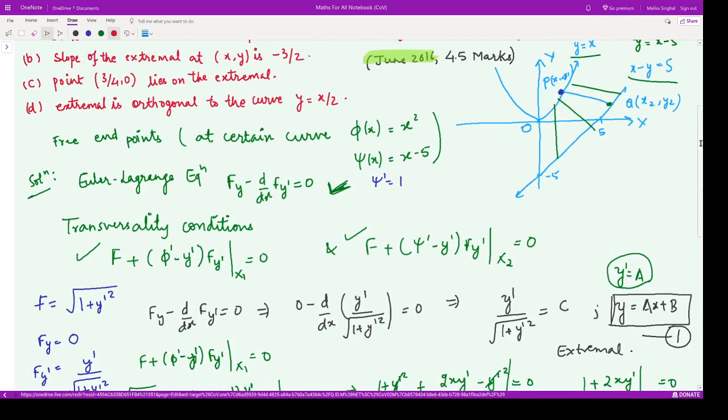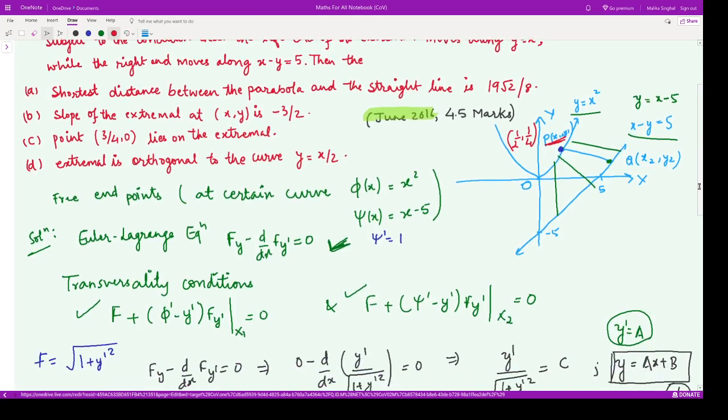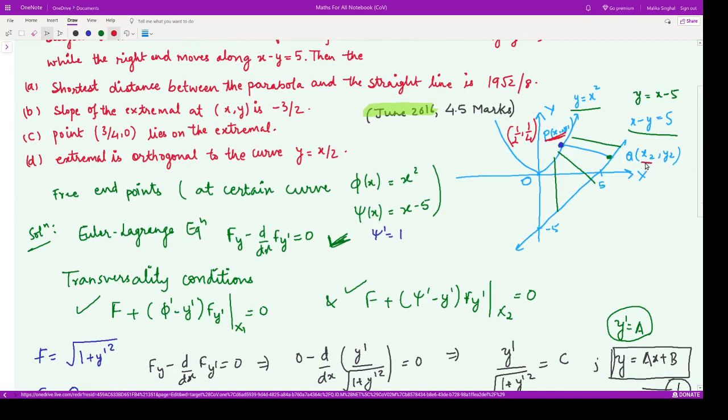Let us mark it here. So this point, what is it? It is 1 by 2 comma 1 by 4, right? Let us see our options. No, nothing is relevant till here. So let us get back to solving for the values of x2, y2, and further we have to find the value of b as well, right?